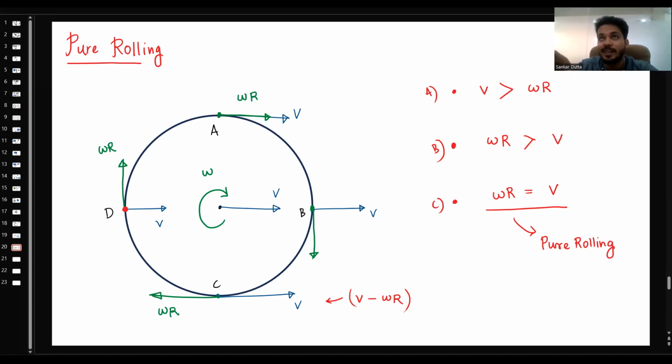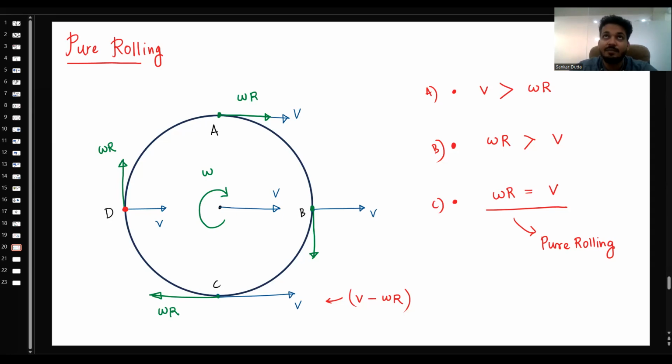So v becomes equal to omega r eventually, but initially v is greater than omega r. Okay, I have another question. Imagine a car is just about to start the race, and as soon as it hits the accelerator pedal, the wheels rotate really fast, but it is not moving. Or think of a scenario when the car is stuck inside sand or mud. The wheels are rotating really fast, but it's not going as much forward.